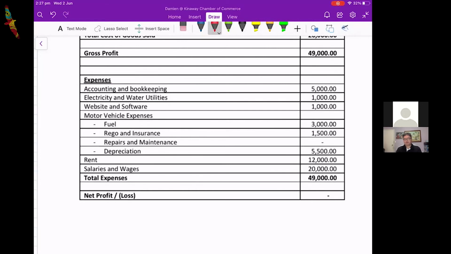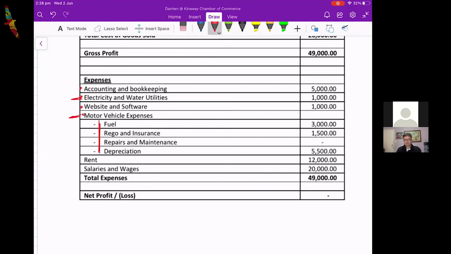So these are expenses that are costs not directly involved in the cost of goods sold, or the cost of sales that are being sold. So here we've got accounting and bookkeeping, electricity and water utilities, website and software, motor vehicle expenses. We've actually got a breakdown here of the motor vehicle expenses: fuel, rego and insurance, repairs and maintenance, and depreciation. Now, notice we don't have a breakdown of, for example, the electricity and water utilities. That hasn't been broken down into the cost of electricity, the cost of water, the cost of gas, for example. They've all been lumped into one line as electricity and water utilities, whereas motor vehicle expenses have been broken down.